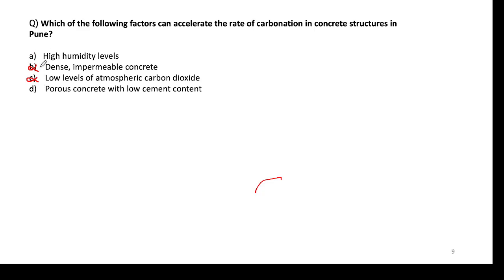So now options A and D; some people are saying A, some people are saying D. Let's see the answer. So answer D is correct. Obviously the porous concrete with low cement content will lead to higher carbonation because the porous concrete will allow CO2 to enter easily inside the concrete matrix, and with the low cement content the carbonation will be faster because the carbonatable content will be less. For example, calcium hydroxide and other C-S-H structures will be less in quantity and it will be easy to carbonate them.